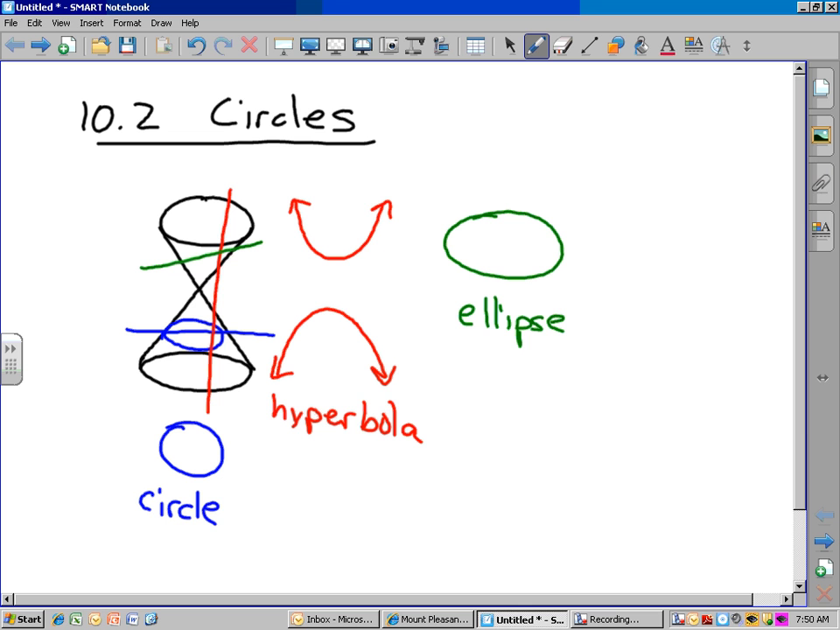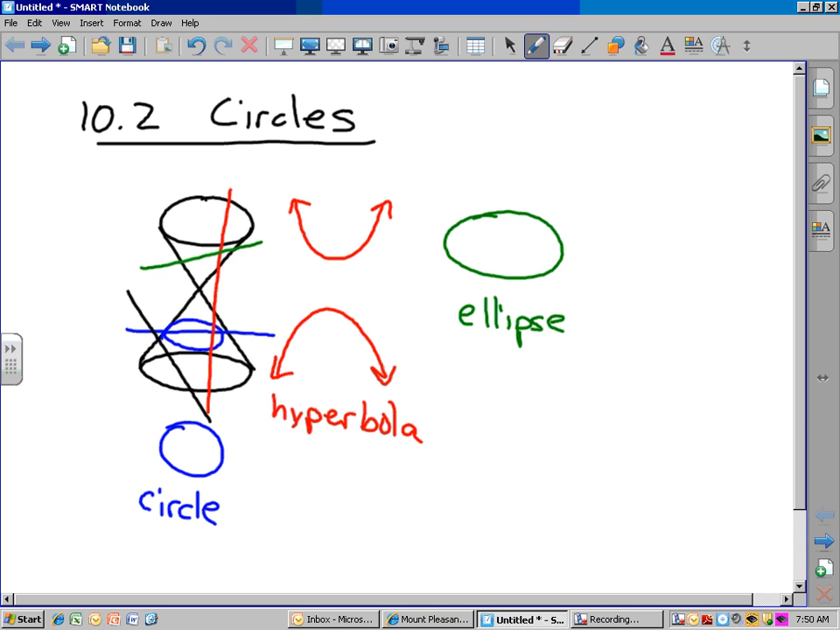So, parallel to the base gives you a circle. Perpendicular would be a hyperbola. Diagonally through the cone will give you the ellipse. And the last one is a parabola. Let me show you how the parabola shows up. If we cut diagonally through the open part of the cone, through the base or through the top, you will get a parabola. So I'm going to draw it.